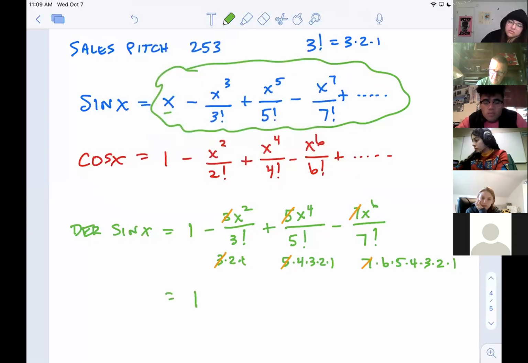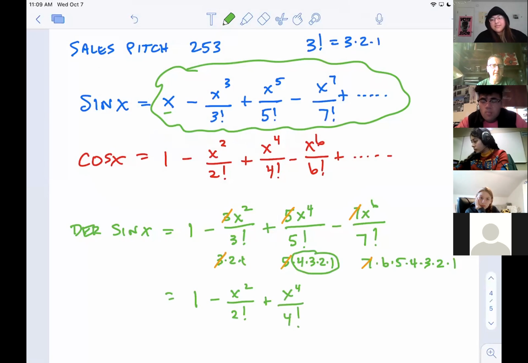So you have 1, and then you have x squared over 2 times 1, but isn't 2 times 1 2 factorial? And then you have x to the 4th, but it's over this, but isn't that just 4 factorial? Oh my gosh, it does look like cosine. Like this is, if you will, more of a mathematical proof.